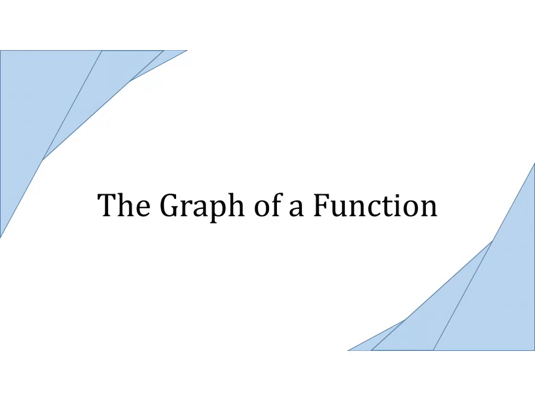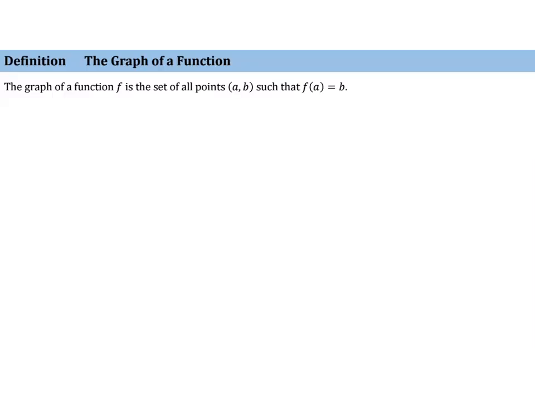Now that we've looked at our functions algebraically, let's look at what we can do graphically with regard to a function. So, what is the graph of a function? All it is, is the set of all points that satisfy f of x equals y. So a is our input, b is the output, so f applied to a should equal b. So f of a equals b.